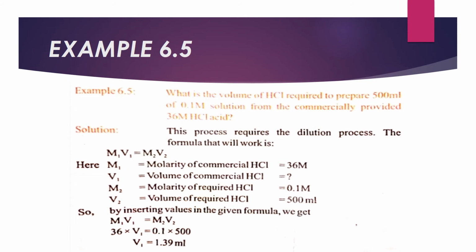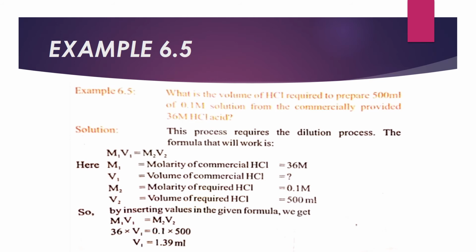By inserting values in this formula, M1 is the molarity of commercial HCl, which is given to us in the question as commercially provided 3.6 mole HCl acid. So we have to put it here. And V1 is the volume of commercial HCl that is required. What is the volume of HCl required? That is unknown, and we have to find the value of this one.